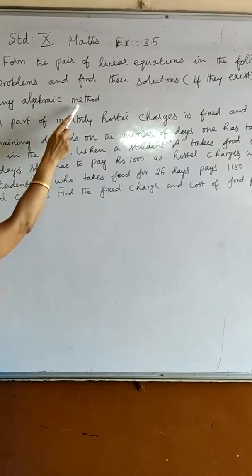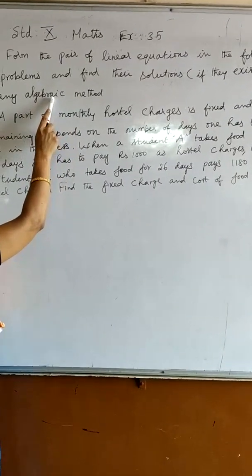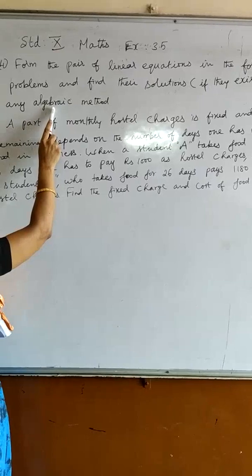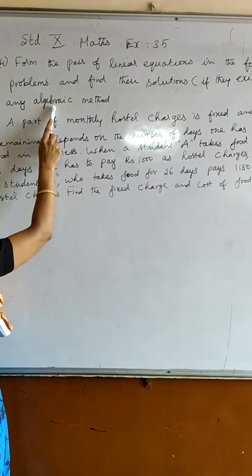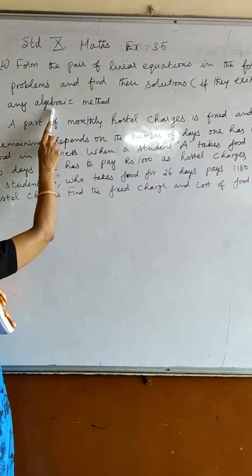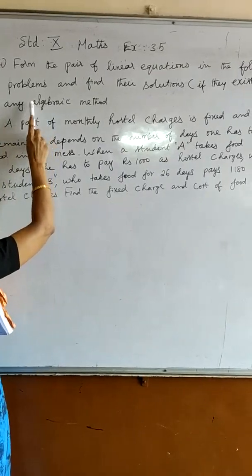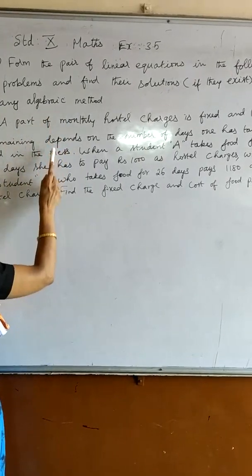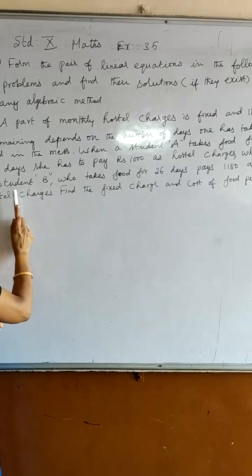What do you mean by algebraic method? Three methods we have learned. One is substitution method, the second is elimination method, and the third we had studied cross multiplication method. So using any one of the three methods, we can solve the following word problems.